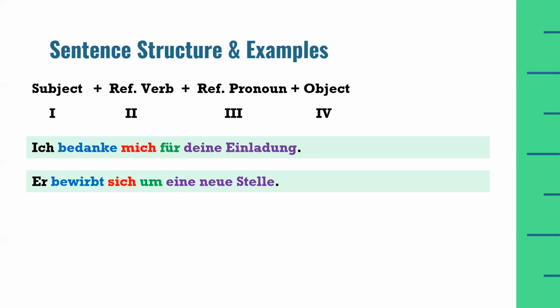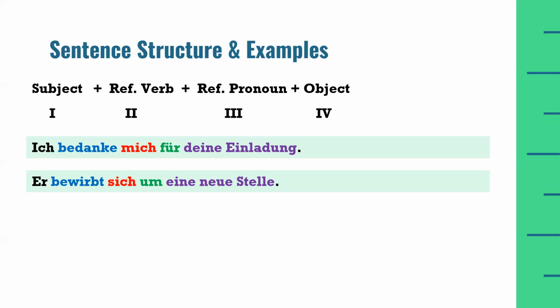Er bewirbt sich um eine neue Stelle. He applies for a new job. Again, in this sentence, er is the subject, which comes at the first position. At the second position, we have used the reflexive verb sich bewerben, so for the subject er, bewerben becomes bewirbt. Then we have used sich, which is the reflexive pronoun for the subject er. And then comes an accusative preposition and eine neue Stelle.